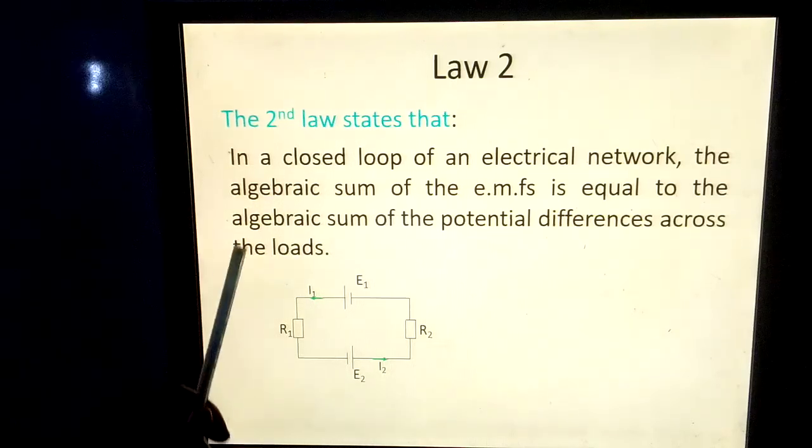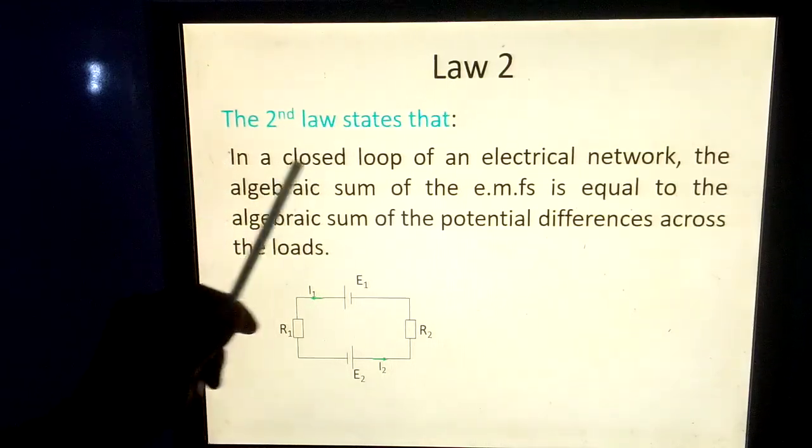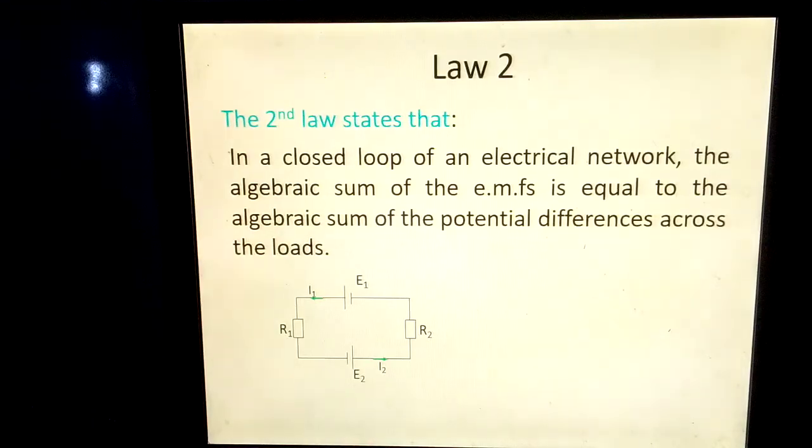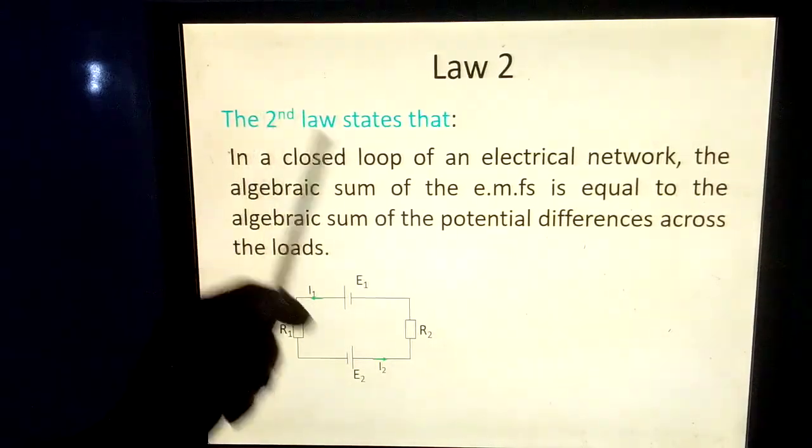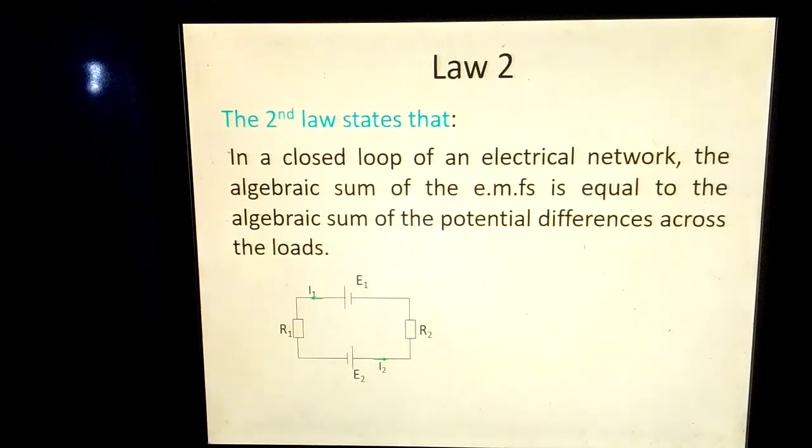algebraic sum, please be careful. When you are stating this law, in a closed loop, that is a condition. If the loop is not closed, you can't apply Kirchhoff's law. So that is a condition. Don't miss it. And then the algebraic sum means that sometimes the EMFs can be negative, sometimes they can be positive, based on the direction of flow of current. If you choose the direction for a loop and your direction is against the direction of flow of current, then the current becomes negative and the EMF also becomes negative. Take note of that, please.